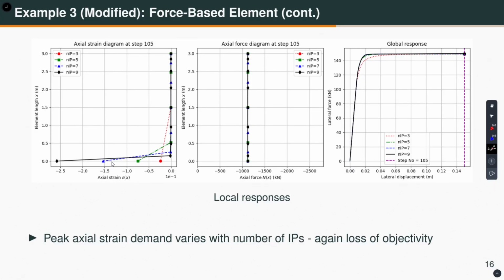So, similar observation for the axial strain. You see at the base section, the axial strain is different for different number of integration points. The same example as before, the only change that I made is I reduced that alpha value to an extremely small value. That means the material behavior is elastic perfectly plastic. So, peak axial strain demand also varies with the number of integration points, again loss of objectivity.